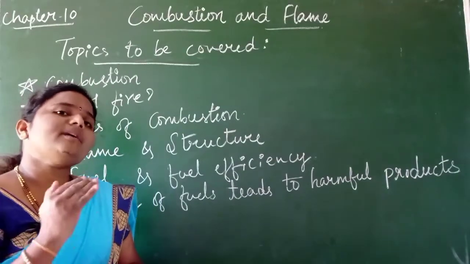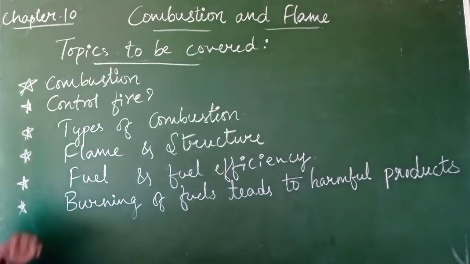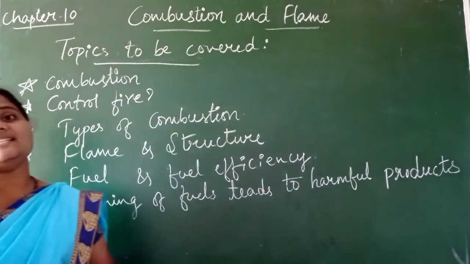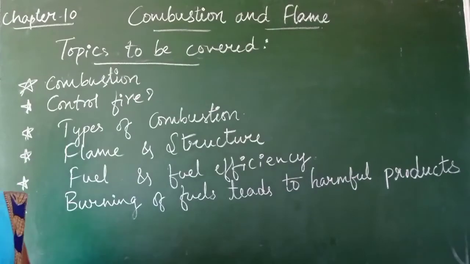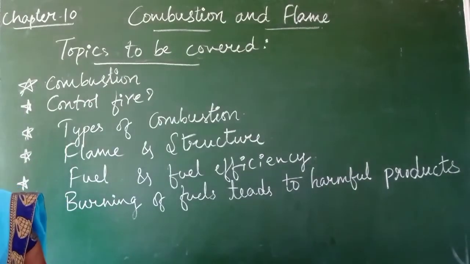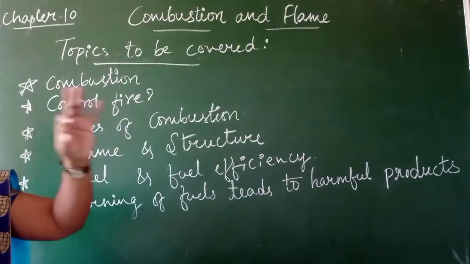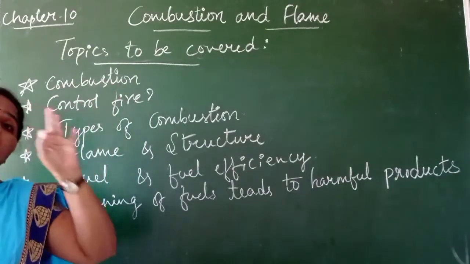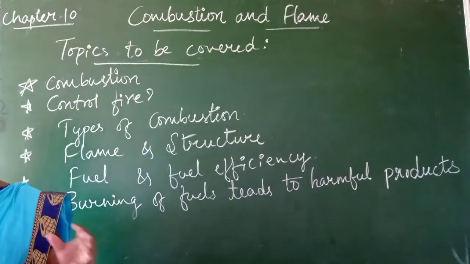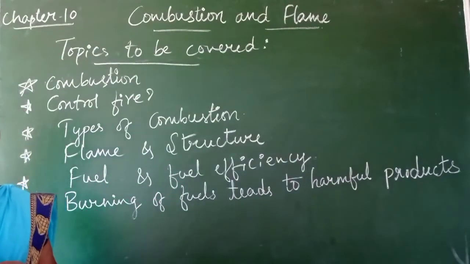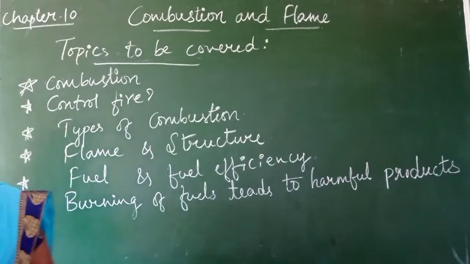So, the main topics which we are going to cover under this chapter are, first, what is combustion? Here we are going to learn the definition of combustion, and also certain examples. After that, we are going to learn one more very common topic, that is controlling fire. It means, suppose if a fire occurs accidentally, what we have to do and how to control that. So we are going to study how to control fire.